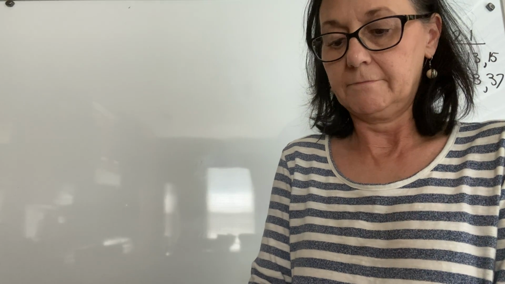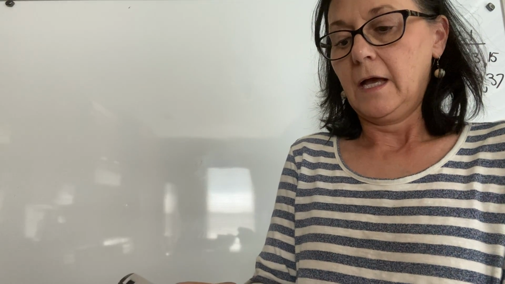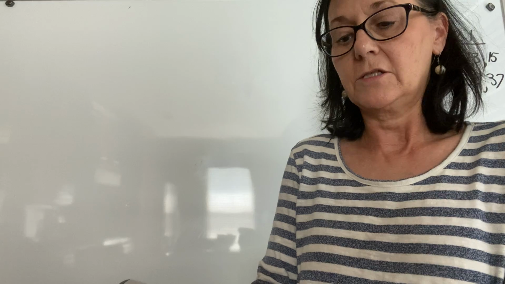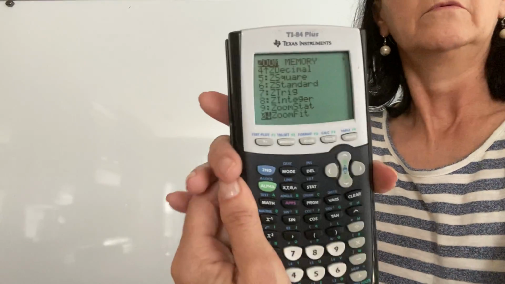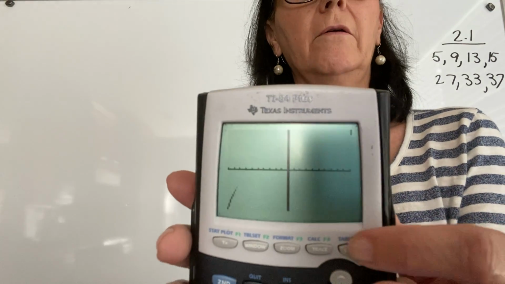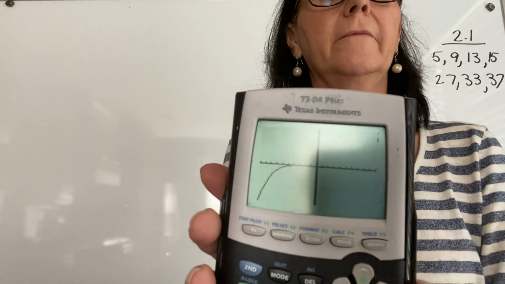Plus x squared minus 2x. I'm going to zoom fit so I can see the whole graph, and then it's going to graph it. Okay.